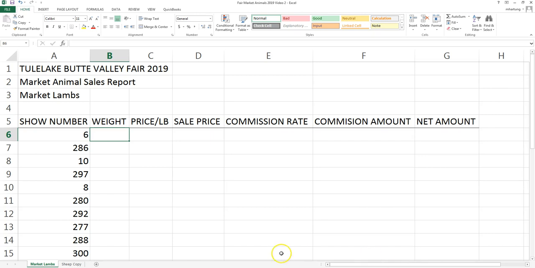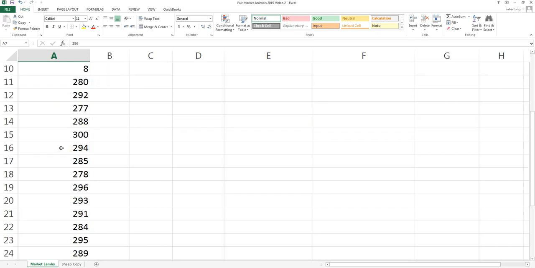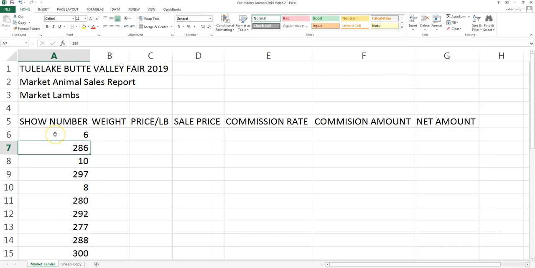We have the name of our workbook, Fair Market Animals 2019. We have a Market Animal Sales Report, and we're looking at the market lambs. And so we put in all of our entries. These correspond to the names of the sheep or the lambs and also to the owner of those animals. But we're just going to identify them by number.